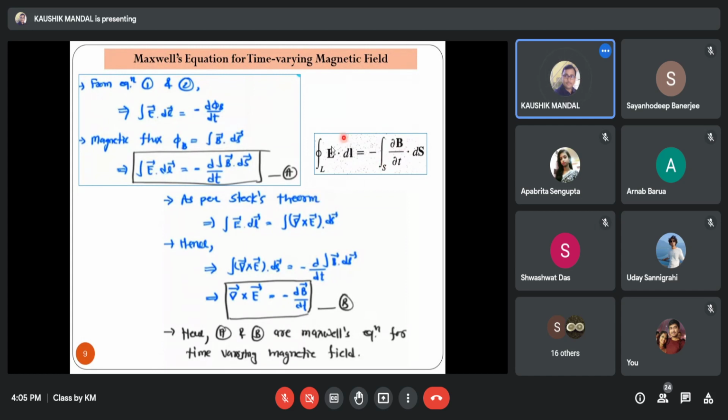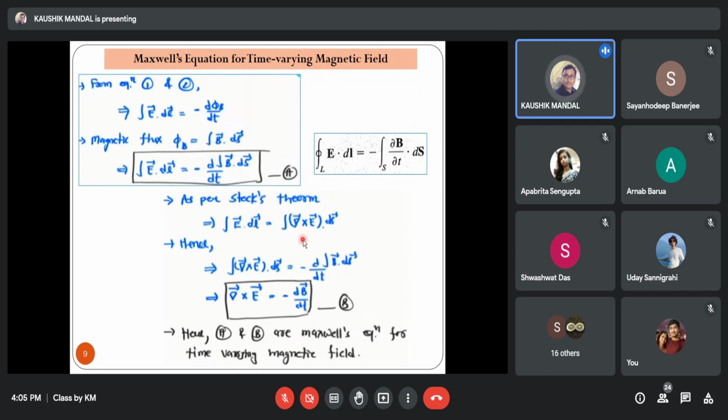Once you get the integral form from the basic laws, meaning all of Maxwell's equations, coming from Gauss's law, Faraday's law, or Ampere's law, first you get the integral form. Then you apply the proper theorem, either Stokes theorem or Gauss's theorem, that is the divergence theorem. Here it is line integral to surface integral, so we have to apply Stokes theorem.